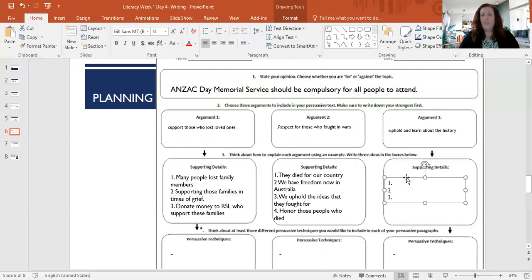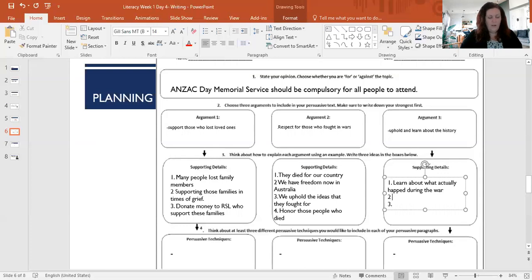Now, when I'm going to my third argument, I've got to make sure that they are matching the argument as well. So you need to make sure that your supporting details actually match the argument above. My next one is uphold and learn about the history. So learn about what actually happened during the war, whether it was at home or back, but I'm not going to write that in my planner because I'm thinking about that for when I actually do my writing.